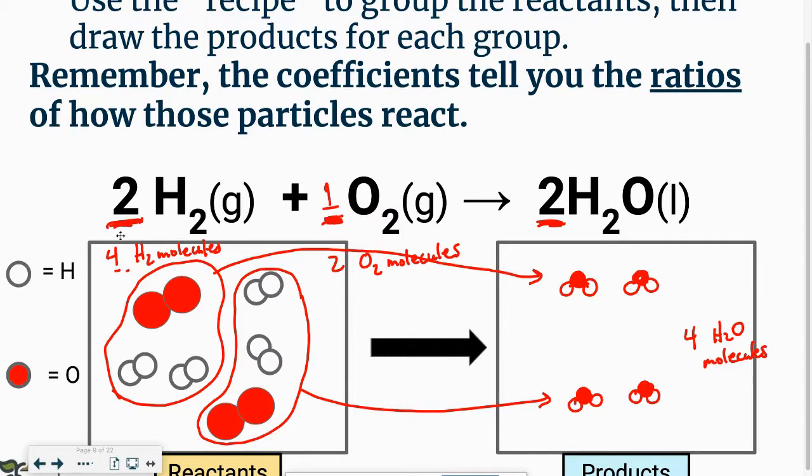If we took our 2 times 2, we'd get 4. 1 times 2, we get 2. Here, 2 times 2, we get 4. All right, that's getting a little messy, but hopefully you get the idea there.